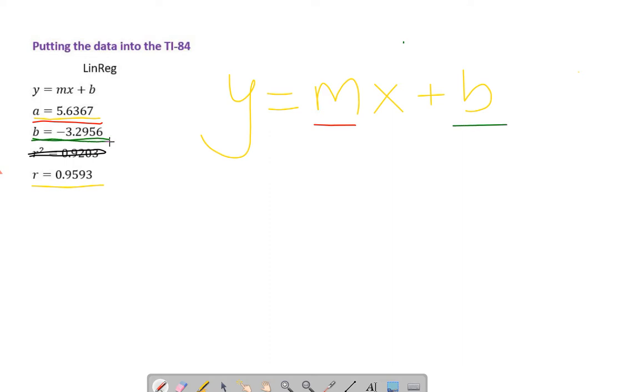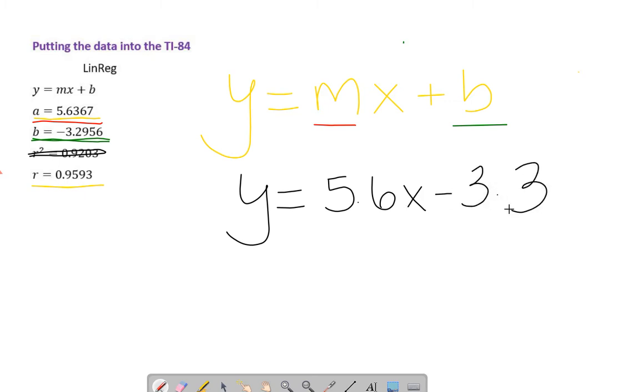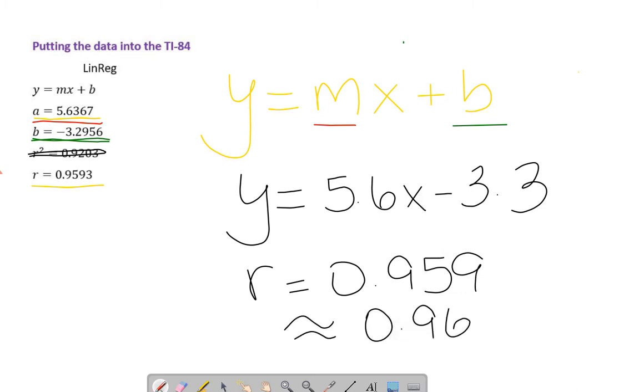All right, and when we plug all that in, y equals, I think they said go to the tenth, so 5.6x. My b value is negative, so minus 3.3. Okay, so this is my regression equation. And my R value of 0.959 says it's pretty strong. So my correlation coefficient is 0.959. I think they said hundredths on this one, so 0.96.